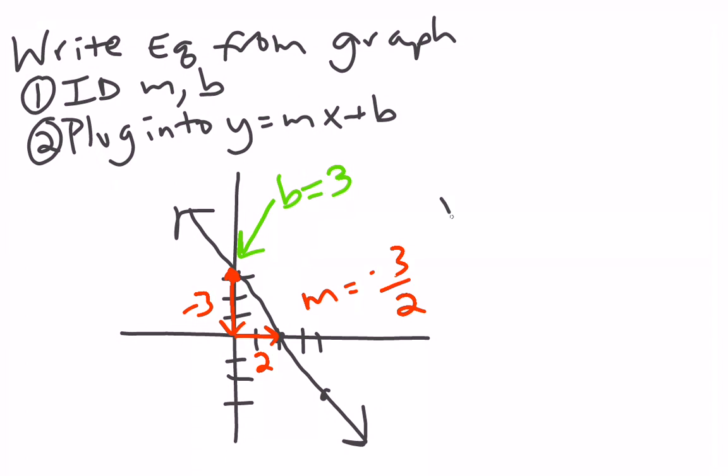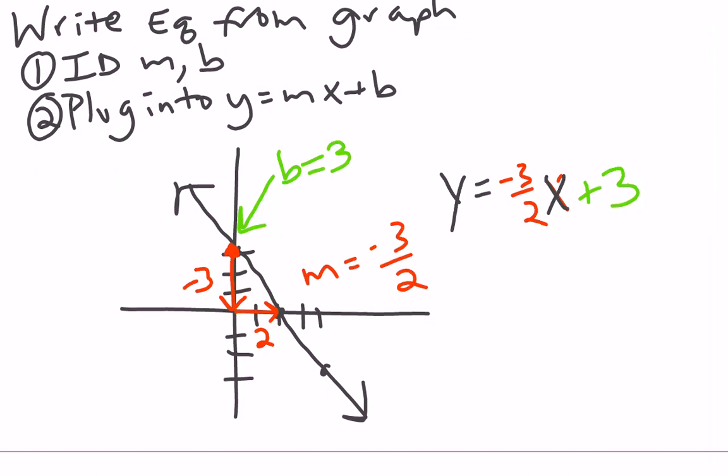My last step is to just substitute those in my equation. So y equals m x plus b, which is 3. And you're done. Writing an equation from a graph is 2 steps. Identify your slope, identify your y-intercept.